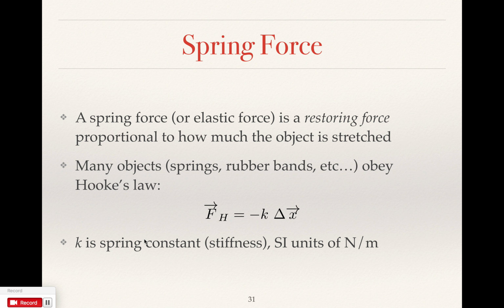K here is known as the spring constant, and it's really just a measure of the stiffness of your spring. The bigger it is, the stiffer your spring is. And if you look at the units here, the SI units for the spring constant are newtons per meter. So if you have a spring constant of 1 newton per meter, that says if you stretch your spring by 1 meter, it's going to exert a force of 1 newton.